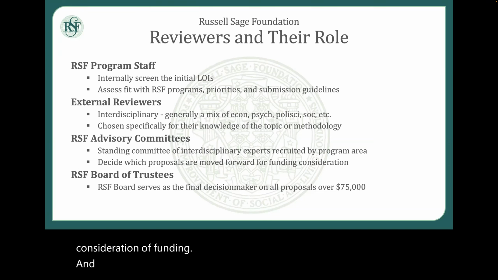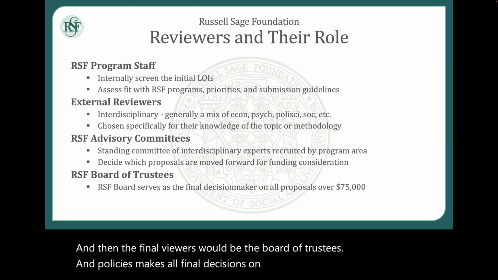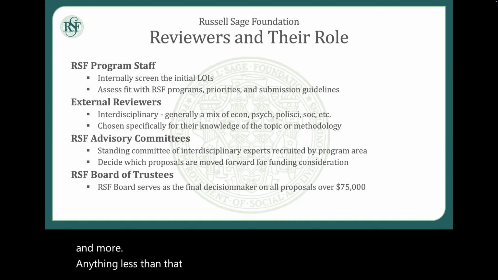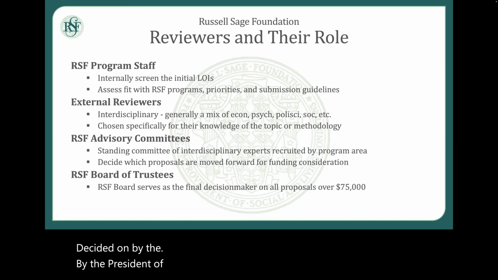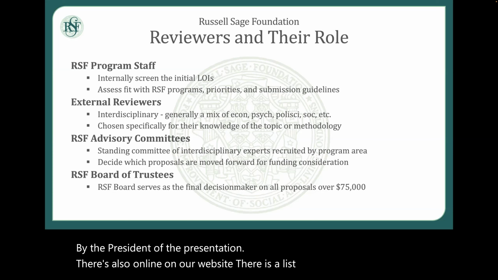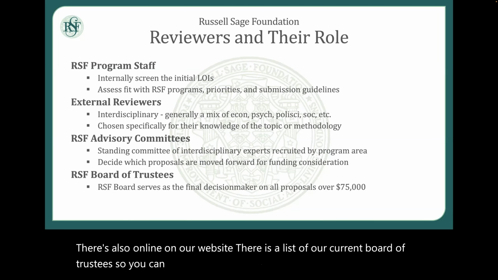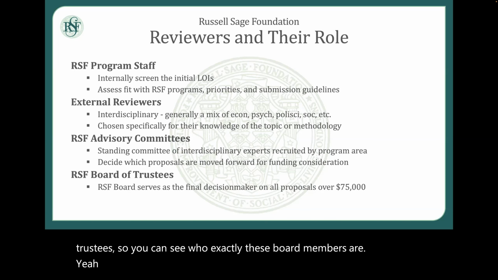And then the final reviewers would be the Board of Trustees. The Board of Trustees makes all final decisions on proposals that are $75,000 and more. Anything less than that is considered basically a presidential grant, and would be decided on by the president of the Russell Sage Foundation. There's also a list of our current Board of Trustees online on our website, so you can see who exactly these board members are. And yeah, we try to be as transparent as possible through this review process.